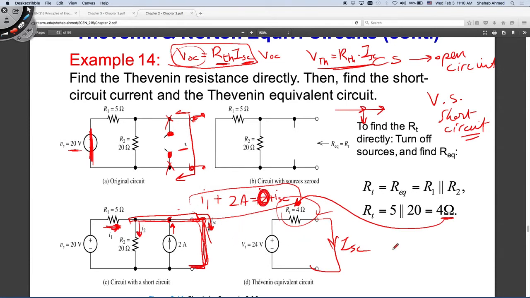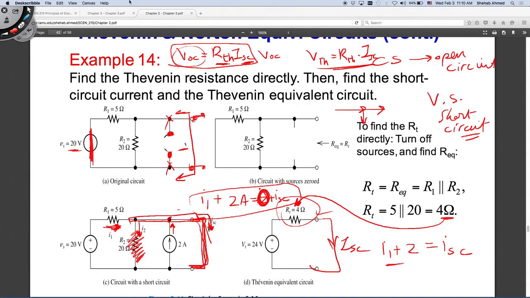So basically I have I1 plus 2 is equal to I short circuit. So now I need to find I1 and I short circuit. So if this is 0, then this doesn't exist, right? So current is coming in from this branch, in from this source, and then through this resistor, and I have one loop here, right? So current is coming in here, I1, and I have 2 amps coming in from the current source, and that is equal to I short circuit.